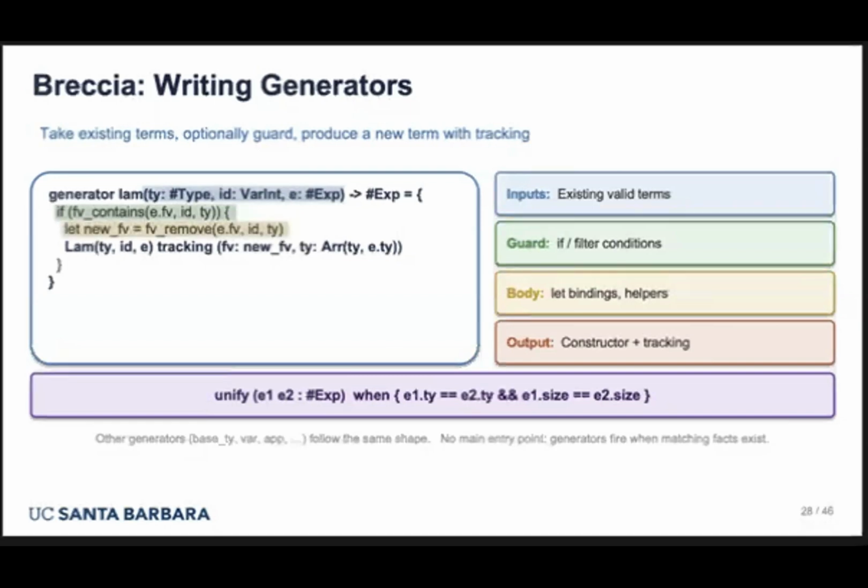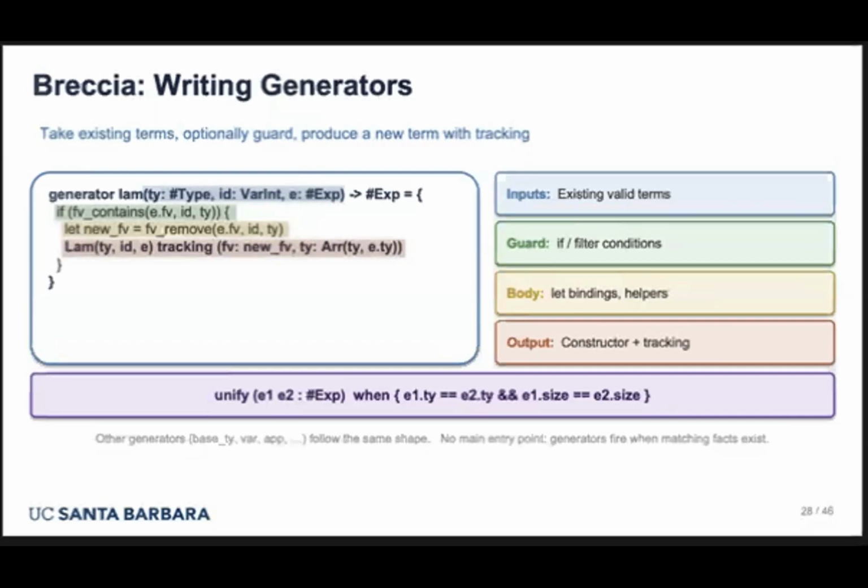Our body is this let here, which is basically our helpers that we need to use before we actually return our computation. And then lastly, we have our output here, which is our actual lambda term that we're constructing, along with its tracking information, which, if you remember from the previous slide, was the free list and the type of the expression as well.